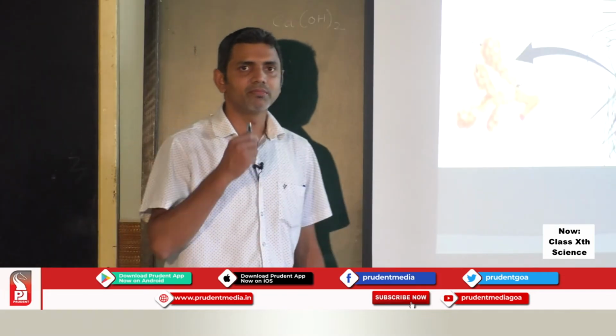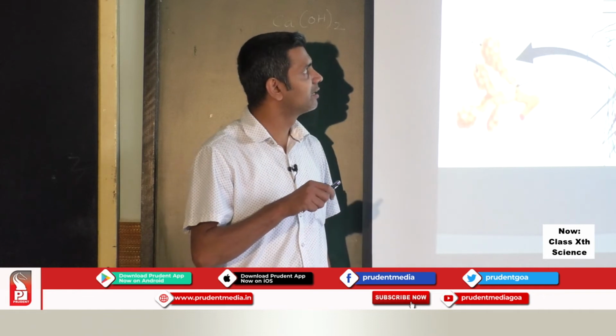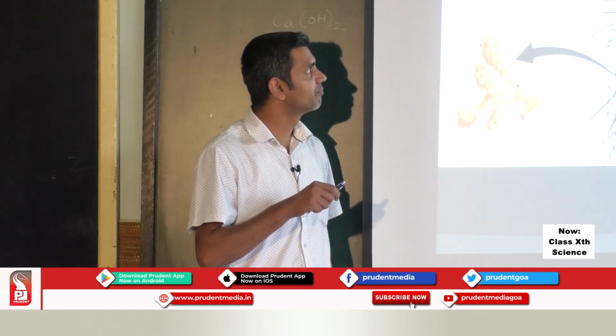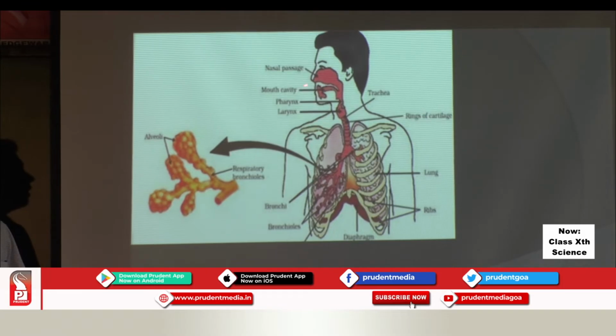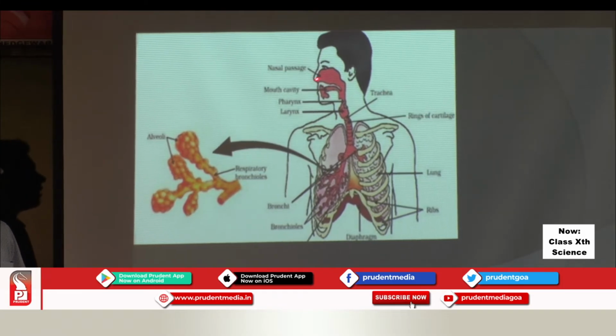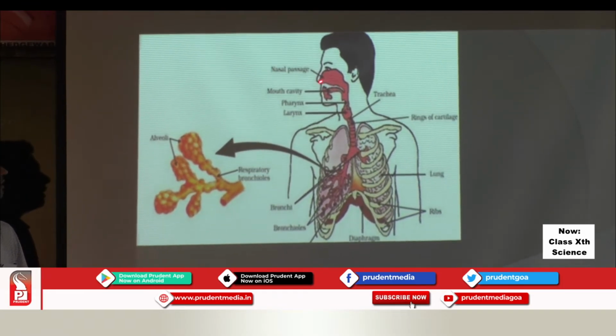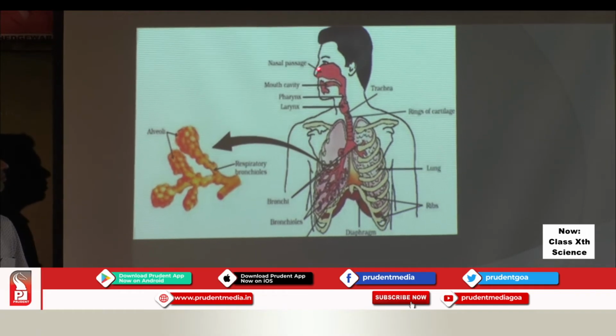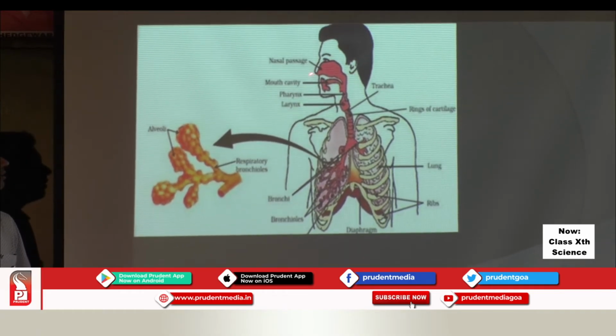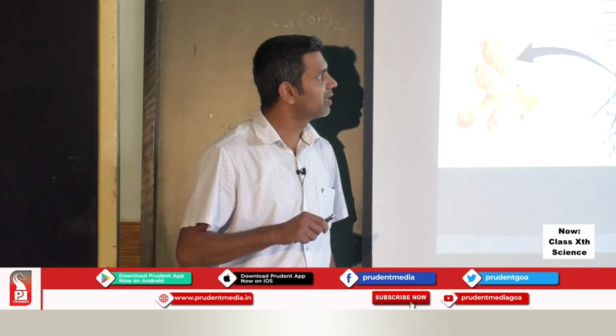At the same time, in the nostrils there is mucus. That mucus will also filter the air. So, dirt particles and all will stick to the mucus and air will enter here. So, as air enters, we call this part the trachea.